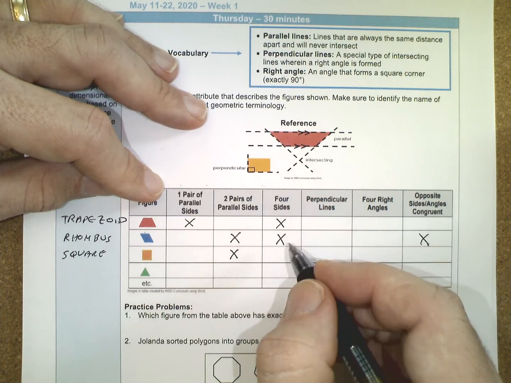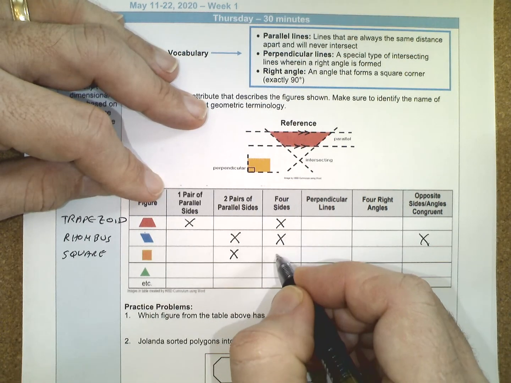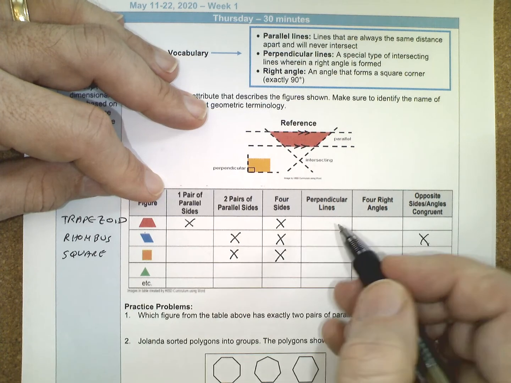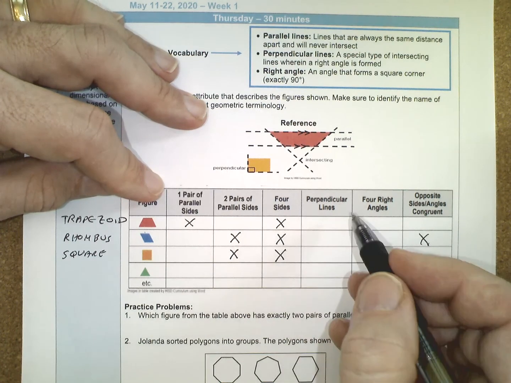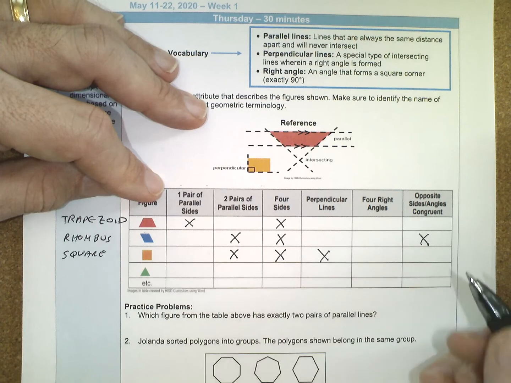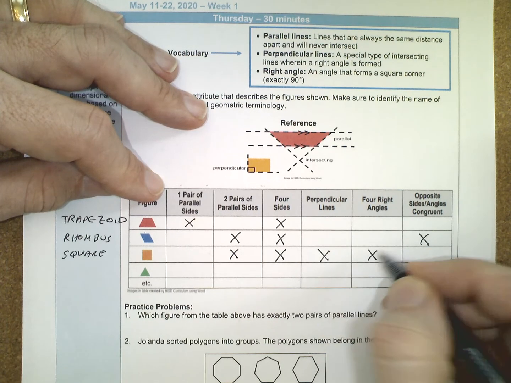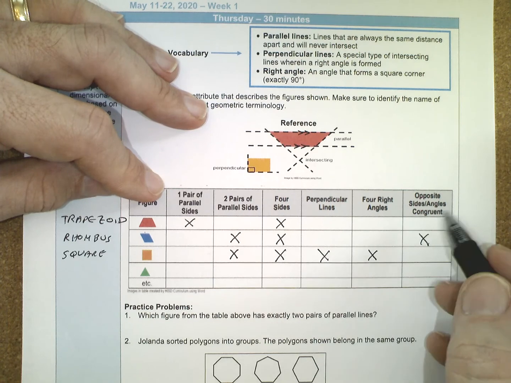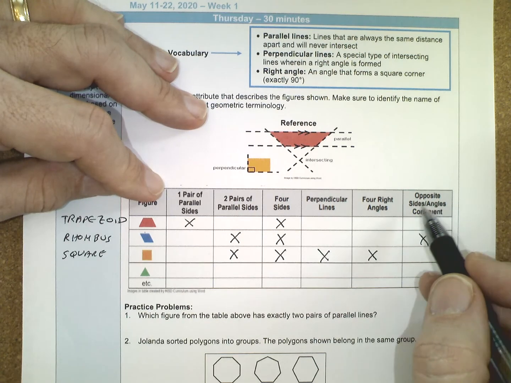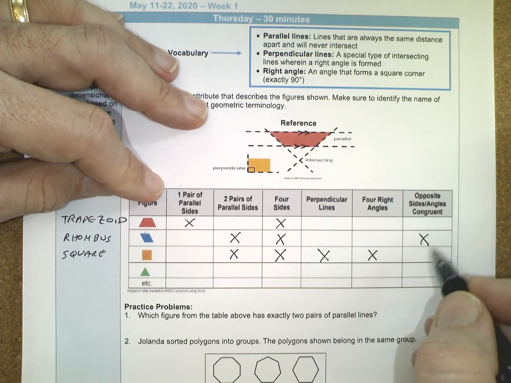Tiene cuatro lados? Sí. Okay, does it have four sides? Yes, it's a quadrilateral. Does it have perpendicular lines? Líneas perpendiculares? Sí, definitivamente. Okay, four right angles? Yes, definitely. Cuatro ángulos rectos. Lados opuestos, lados y ángulos opuestos congruentes?